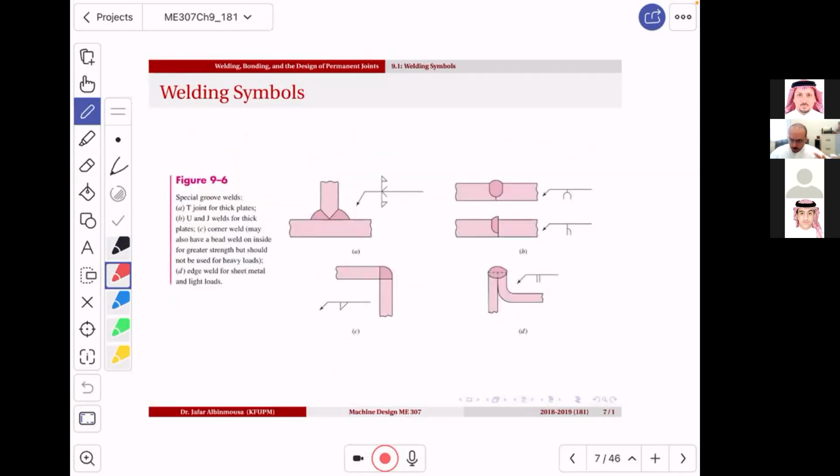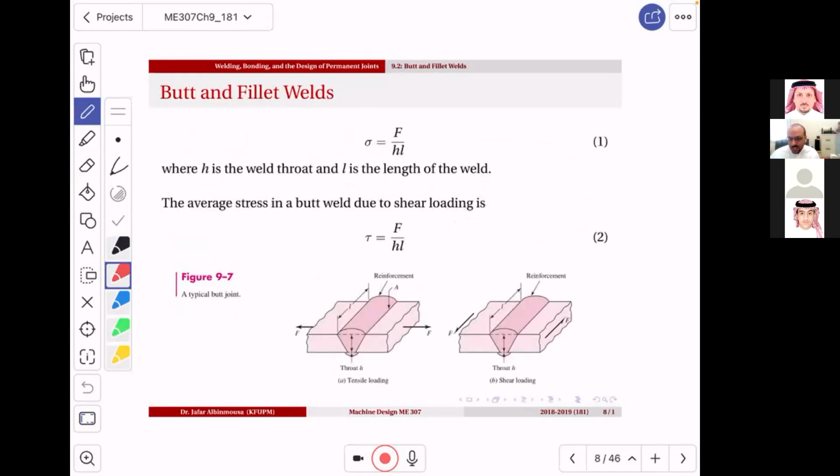This is only about, you know, the geometry of different welds. What matters to us is this: how can we analyze weld? How can we analyze it? And basically, welding, because it is thin, very small, it is always thought to be under shear. Why? Because, ya shabab, if you have a welding, that little tiny material which is melted, it is not going to expand. It is always going to be sheared off.